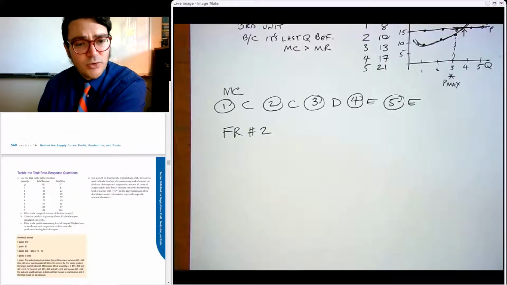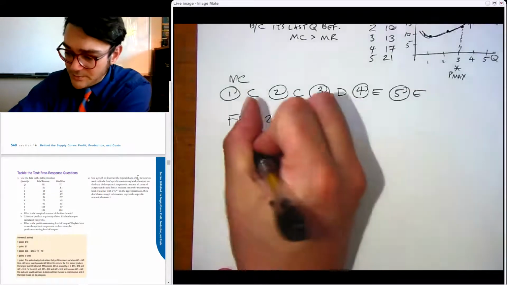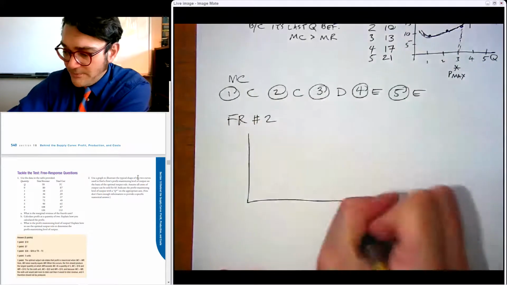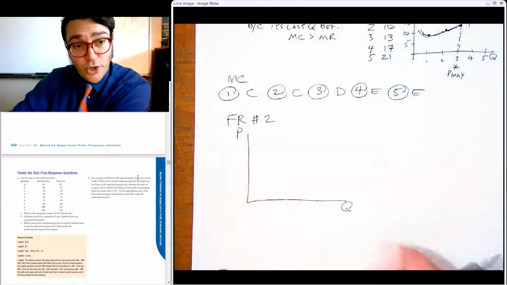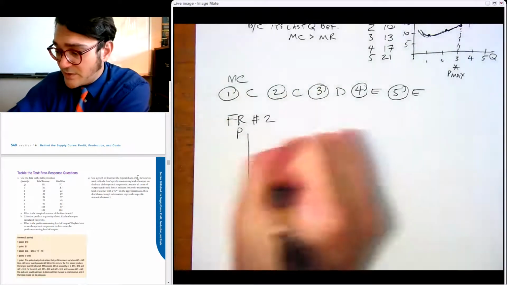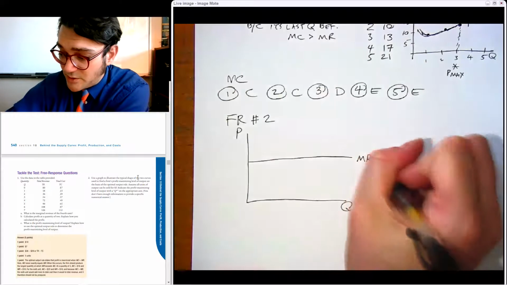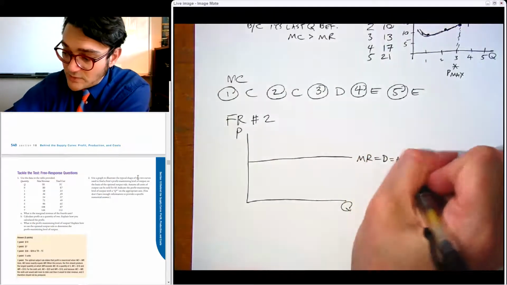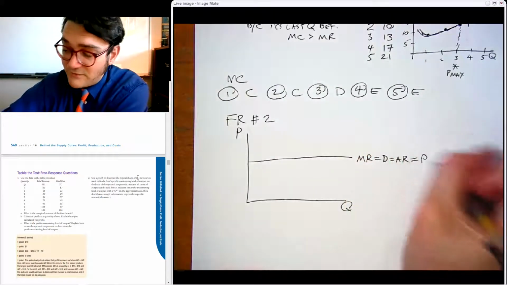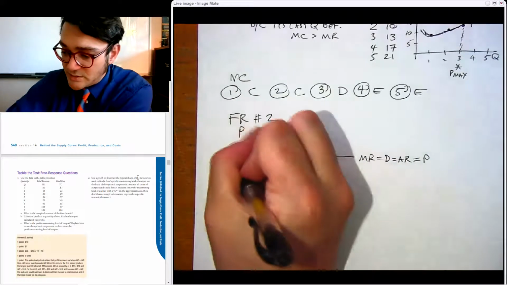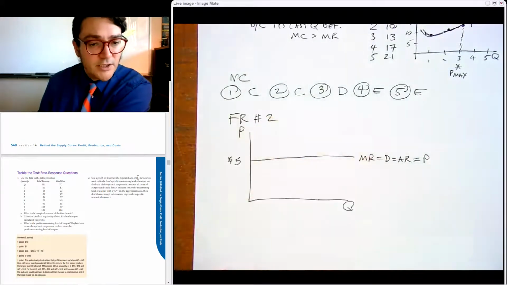Now, if you're not sure what these 2 curves are, they are MR and MC. So we need quantity and price. And we know that the MR is always going to be the same value because of Mr. Darp. Marginal revenue equals demand equals average revenue equals the price. And we are given that that's $5.